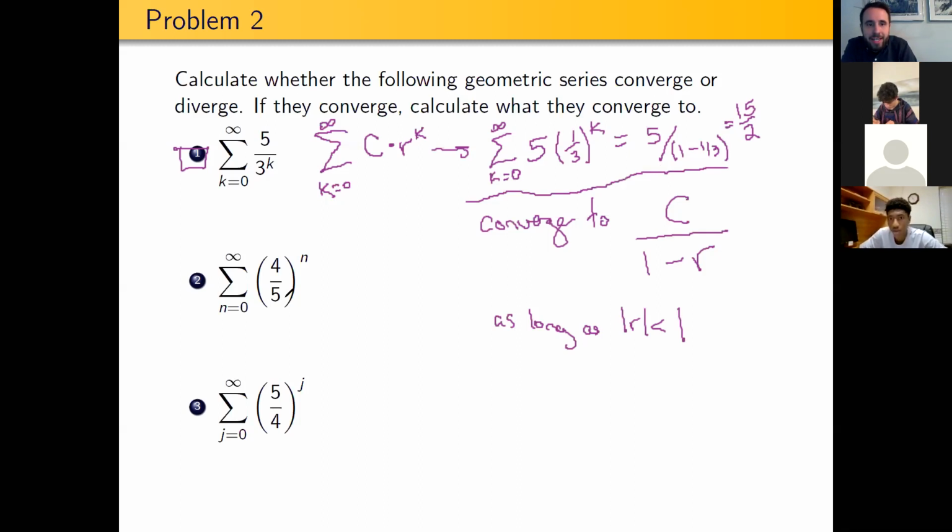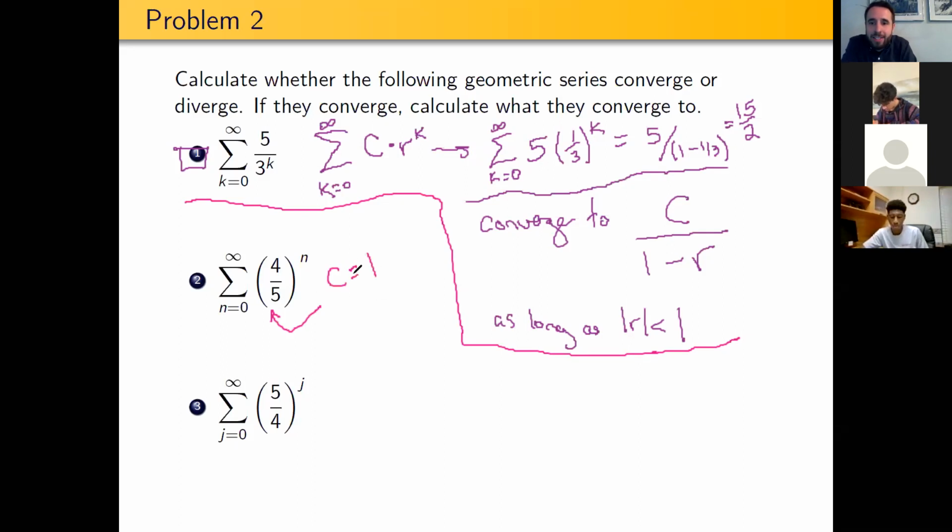So then we get to these next few questions. These are also both geometric series, but there's the question as to whether or not they converge or diverge, and they look very similar to each other. The main difference is that we have 4/5 versus 5/4. In this case, c is just equal to 1. There is no extra c value, so c is equal to 1, and r is equal to 4/5.